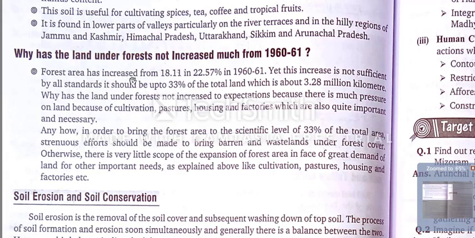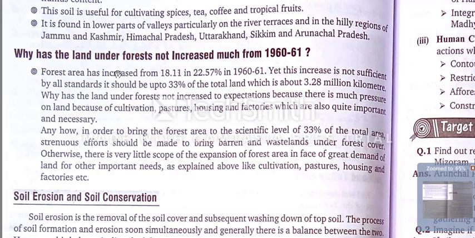Forest area has increased from 18.11% to 22.57% in 1960 to 1961. Okay, in this year, forest increased its area from 18.11% to 22.57%. Yet this increase is not sufficient by all standards. It should be up to 33% of the total land, which is about 8 million kilometer.